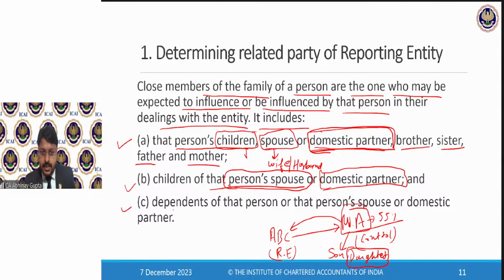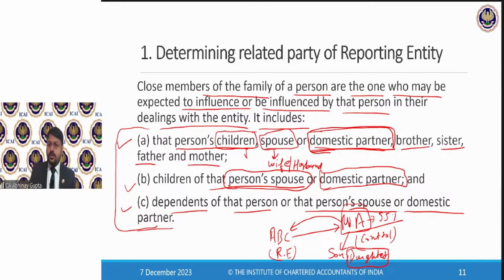And the third category is dependents of that person or that person's spouse or domestic partner's dependents. Now, who can be these dependents? That is father and mother of that spouse, that is mother-in-law, father-in-law for the spouse, as well as mother-in-law, father-in-law for the domestic partner, right? So this is category 3. So all these are covered by the standard in the definition of the close family members of the person. Clear?